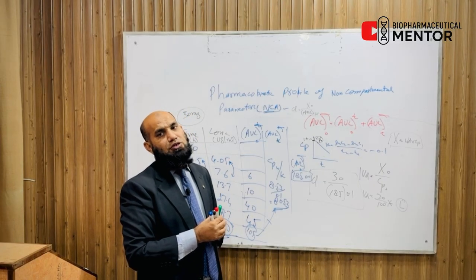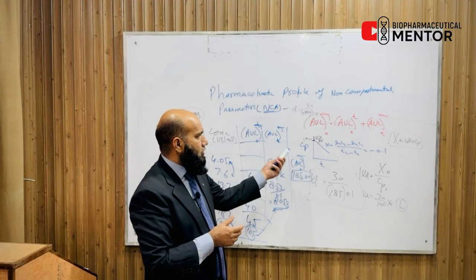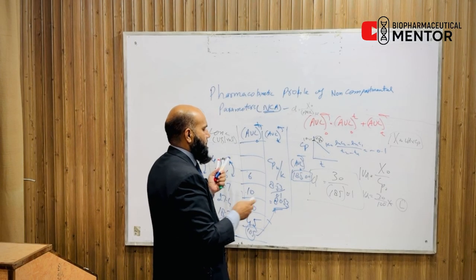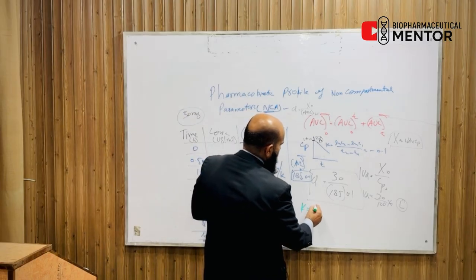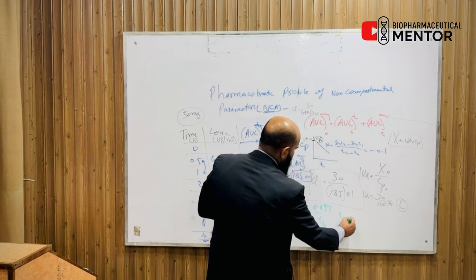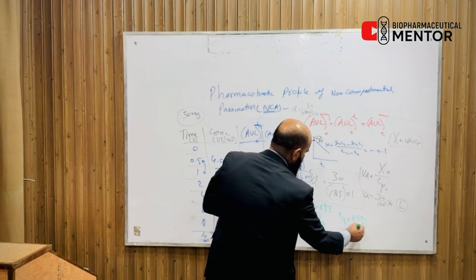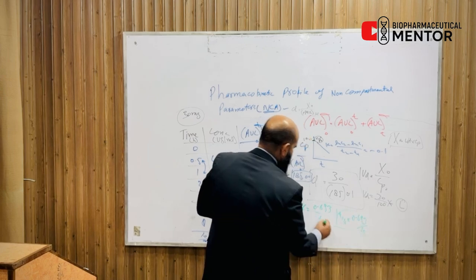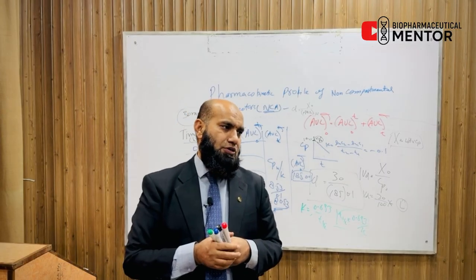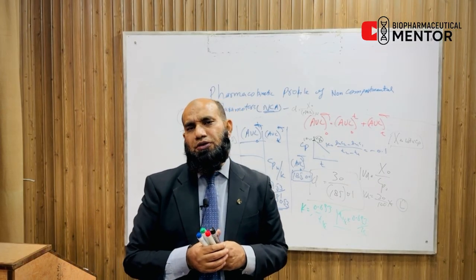Similarly, we can also calculate the half life by taking the K, and our simple formula is, for the sake of half life, K is equal to 0.693 over T half, and so T half is equal to 0.693 over K. This is all about the pharmacokinetic parameters by using the non-compartment analysis.